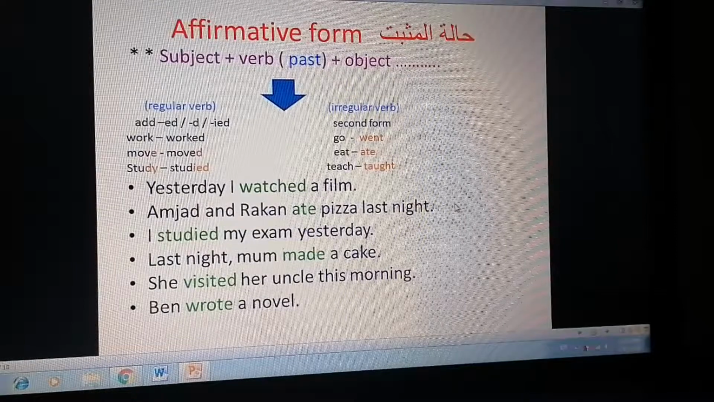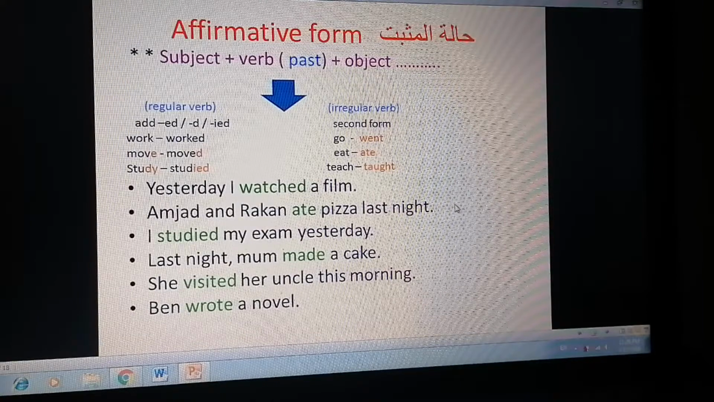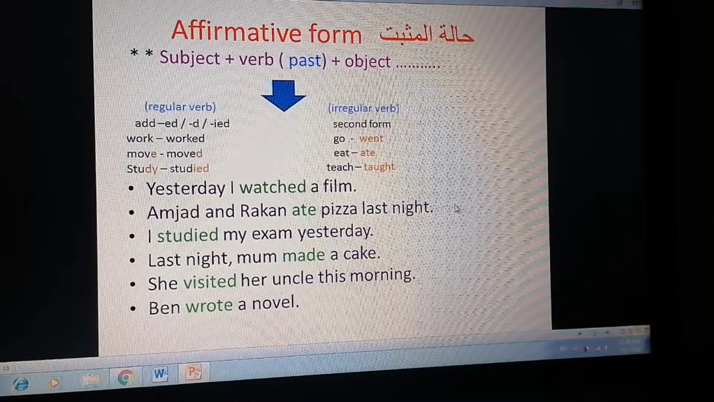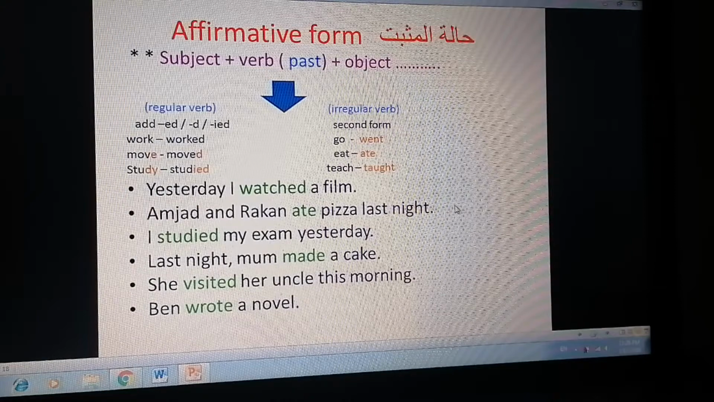Move, moved. Study, studied. الأفعال المنتظمة إذا نريد أن نصرف لها التصريف الثاني وهو الشكل الثاني للفعل، إذا كان الفعل منتظم يتم إضافة ed أو d if the verb end e or ied if the verb end y before y consonant. إذا انتهى الفعل بواي ما قبله حرف صحيح we omit y نحذف الواي and we just add ied.